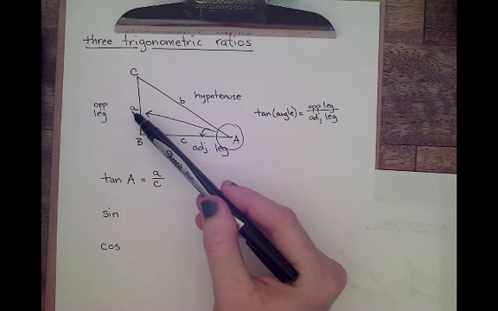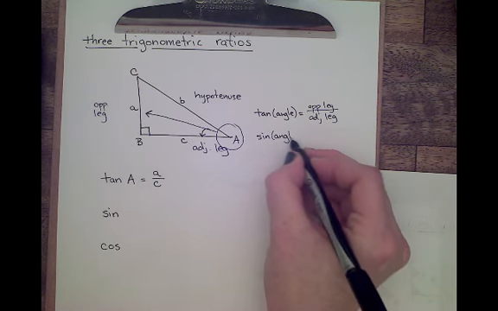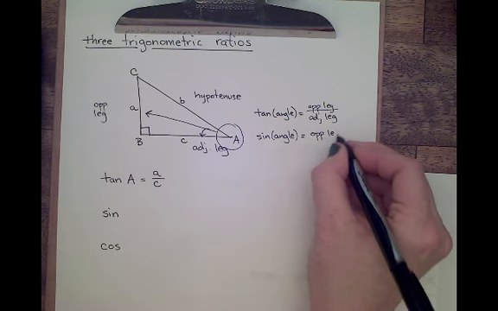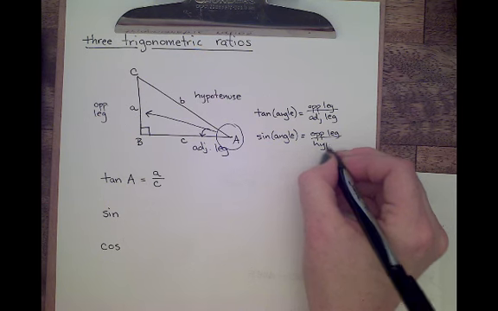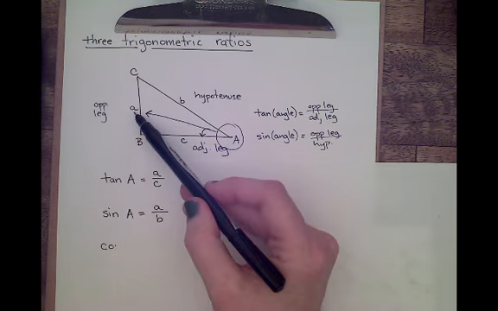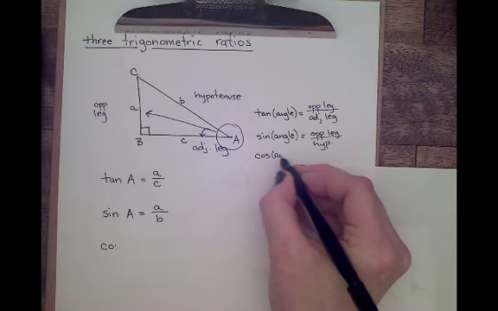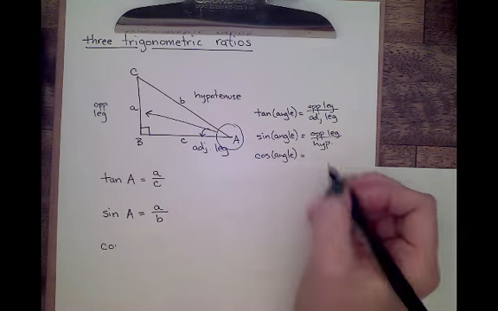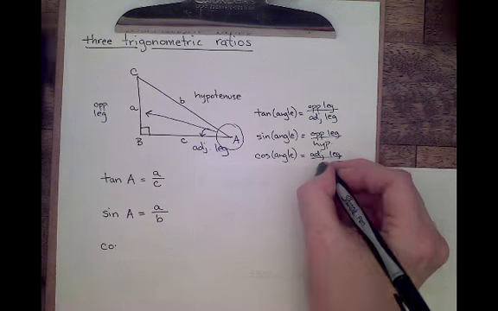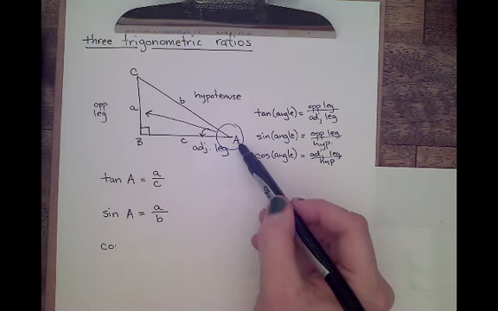The sine of an angle is equal to the ratio of the opposite leg over the hypotenuse. In our case, the sine of angle A is equal to little a over little b. And finally, the cosine of an angle is equal to the ratio of the adjacent leg over the hypotenuse. In this case, little c over little b.